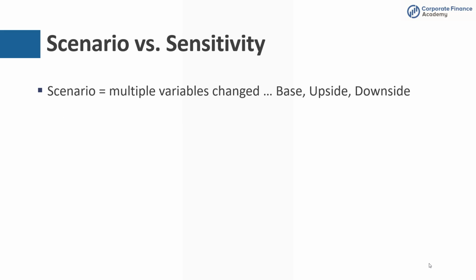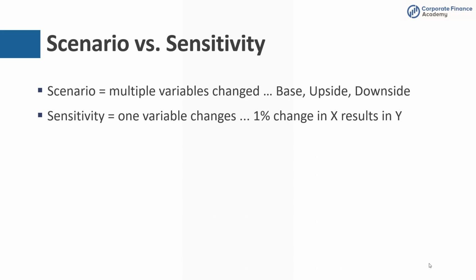You will often hear scenario and sensitivity analysis used interchangeably, and that's okay. It's not that big of a deal. But technically, scenario analysis is when you're changing multiple variables. And it's usually when you're doing a base case, upside case, and downside case, where you're looking at these different potential outcomes with a mix of factors, versus sensitivity analysis, which is typically where you have just one variable change.